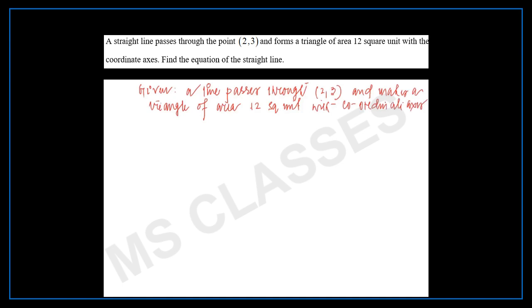Now, since it's forming a triangle with the coordinate axes, we can visualize that it can be a line like this, because this will pass through 2 comma 3 in the first quadrant. We are not saying this is the only possibility. There can be another possibility also, the line can be like this also. But with the help of this, we will understand the sum and complete it.